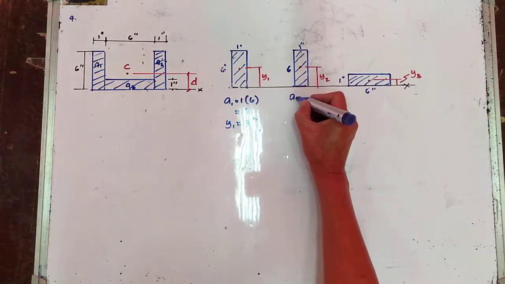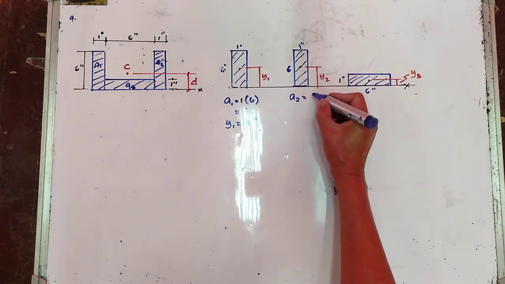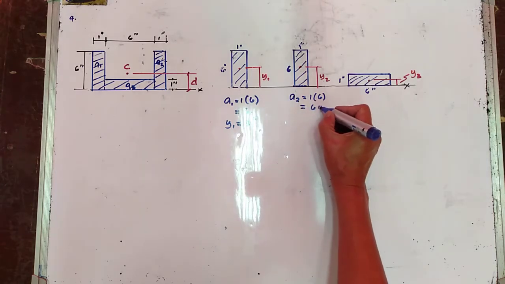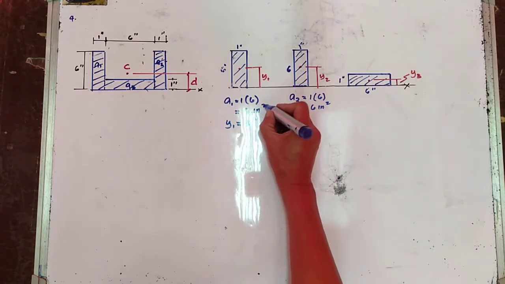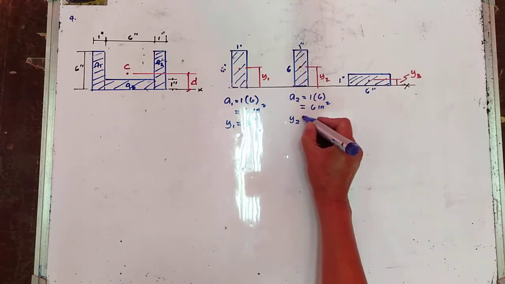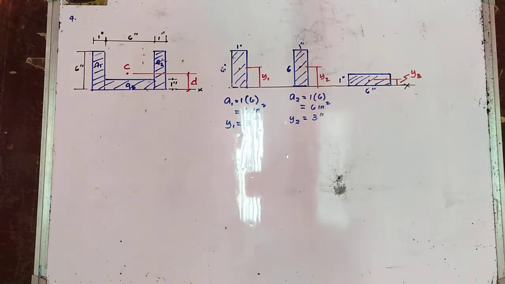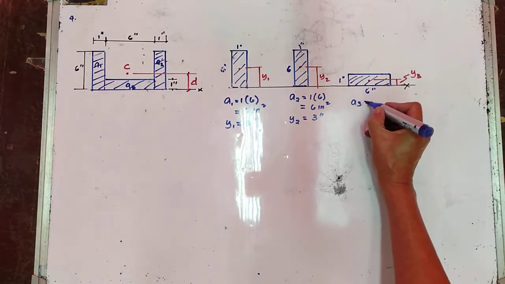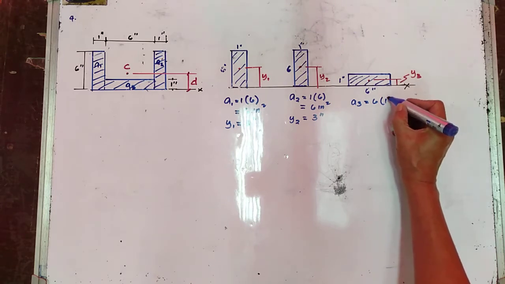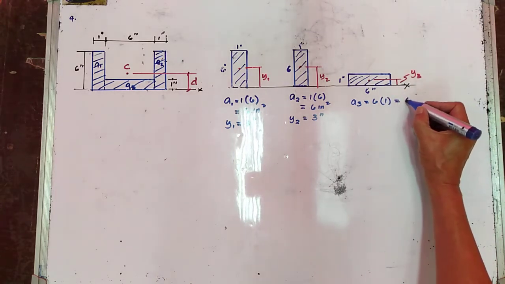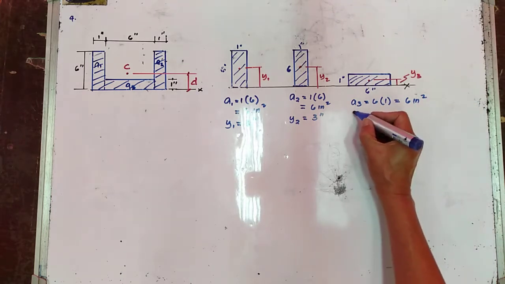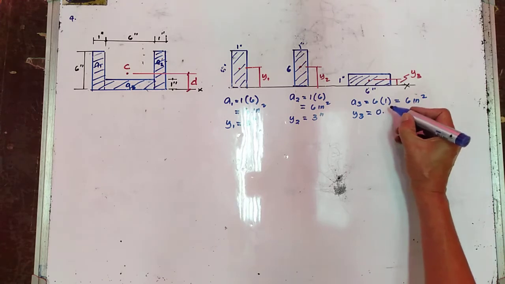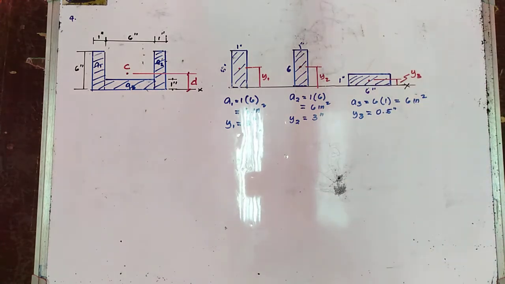We have your area 2 is equal to 1 multiplied by 6. So that is 6 square inches. And your y sub 2 is equal to 3 inches. Now similarly, your area 3 is equal to 6 multiplied by 1, or that is equal to 6 square inches. And your y sub 3 is 1/2 of its height, or that is equal to 0.5 inch.